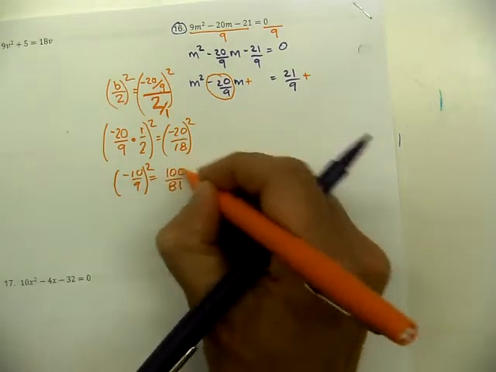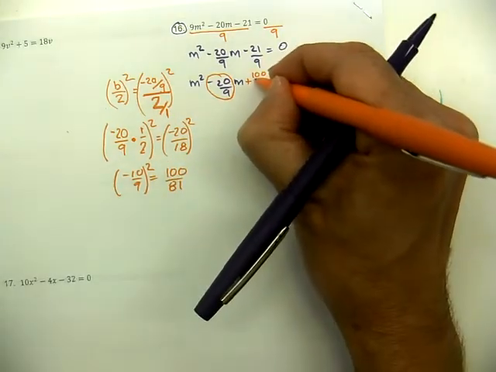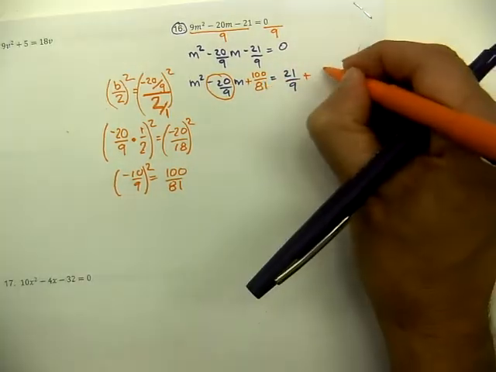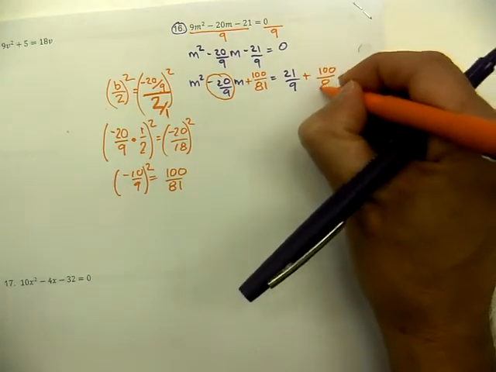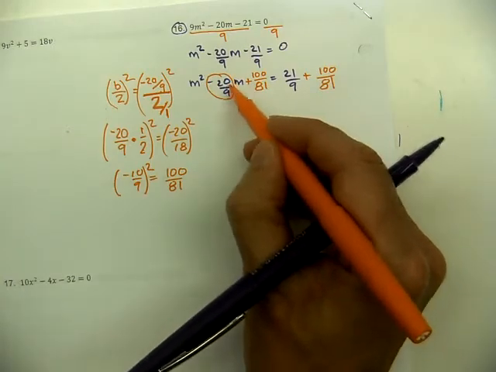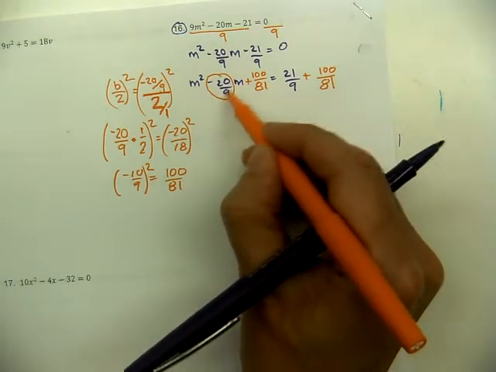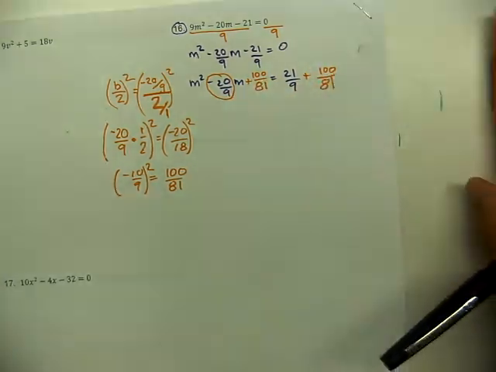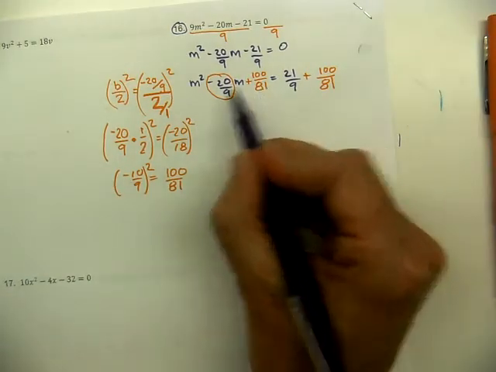Okay, so let's work with this. I'm adding 100 over 81 to both sides. So that was my thinking space just to figure out how to take the value of b, cut it in half, and then square the result, and that's the result right there. So the left-hand side is now a trinomial that can be factored.